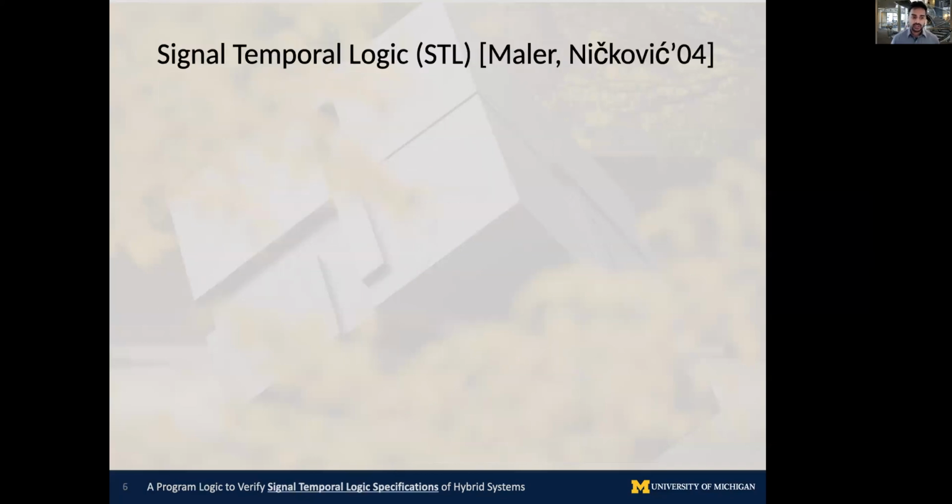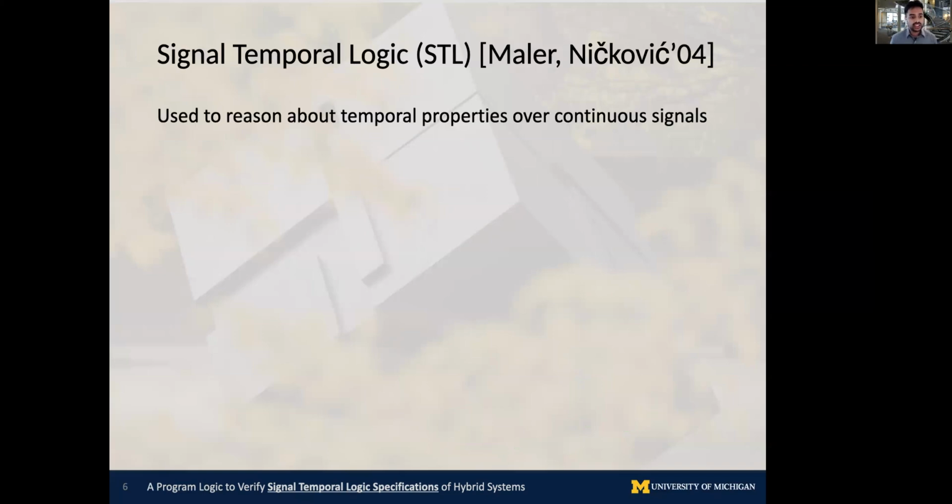Let us now shift gears then to the signal temporal logic, or STL, bit from the title. STL is a logic well known in the controls community. It is primarily used to reason about temporal properties over continuous signals. Note that while the program logics that I've mentioned so far can prove properties about all traces of a program, STL only focuses its efforts on one such trace.